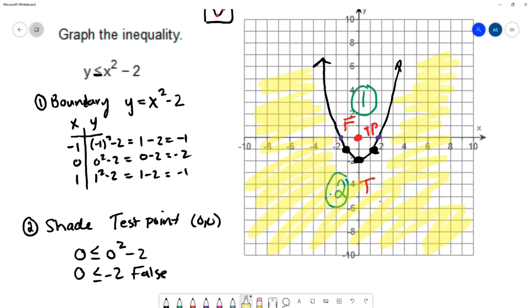So all of the points that are shaded, all of the ordered pairs that are shaded, and the ordered pairs that are on the boundary line are ordered pairs that make this inequality true.